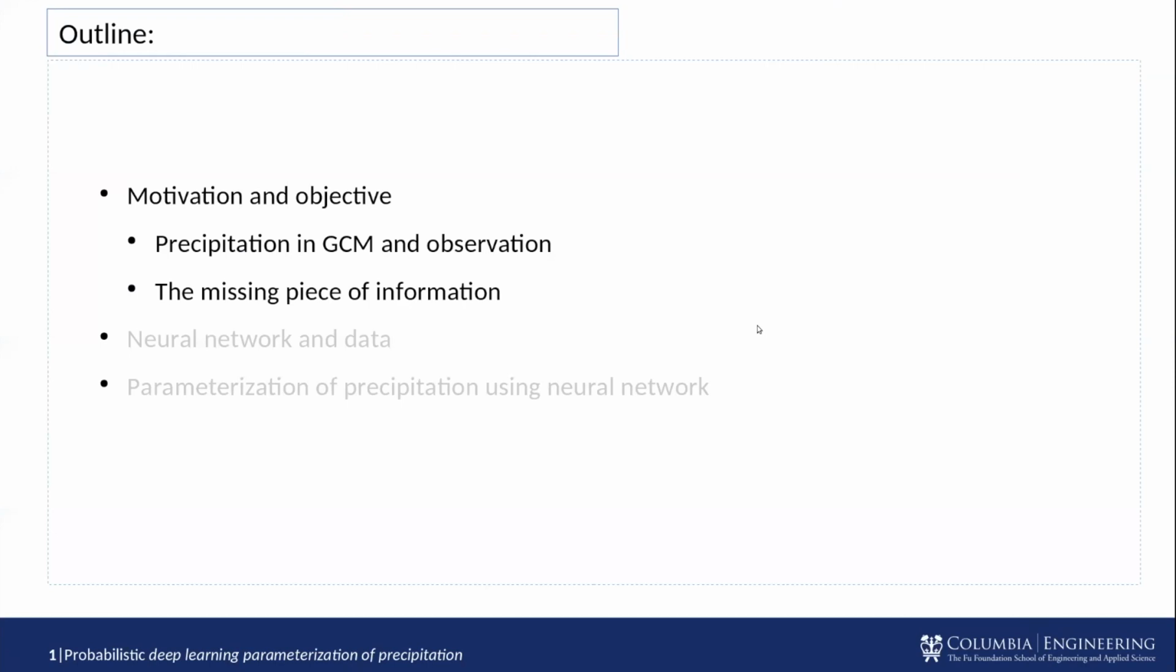So I'm going to talk a little bit about the motivation, then I'm going to go through neural network and data, and then at the end I'm going to present the results on parameterizing precipitation.